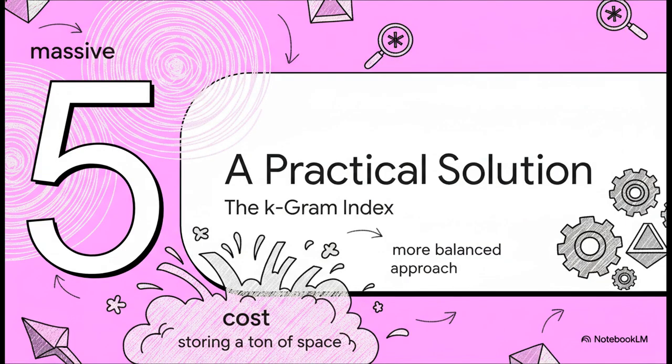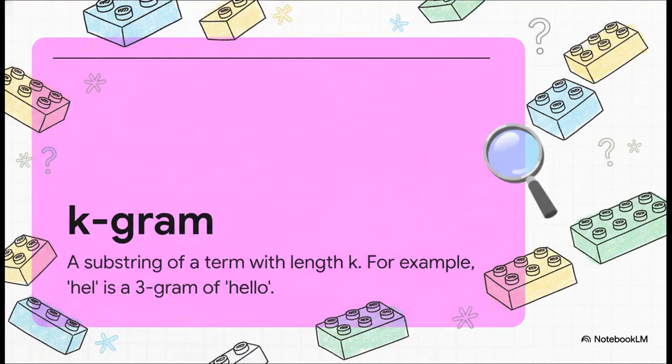Now, the permuterm index is incredibly powerful, but it comes at a steep price. The index size is massive. I mean, storing all those rotations for every single word takes up a ton of space. So in the real world, many systems use a more balanced, practical approach, the K-gram index. A K-gram is just a fancy way of saying a chunk of a word that's K letters long. Think of it like breaking a word down into a bunch of small overlapping Lego bricks.